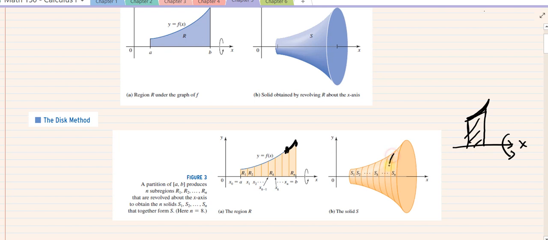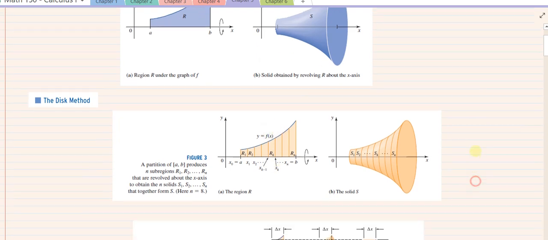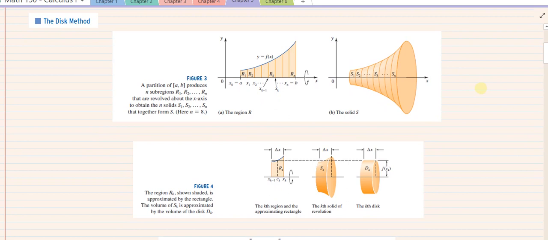And as it revolves, this is what is going to be the resulting solid. There you go. It's going to be that slice of the total solid. That's what the rotation of that little piece is going to be. Now, we're going to look at the rotation of the kth region about the x-axis, and that's what that one is going to look like. So if you revolve it, this is the actual slice, the contribution to the total solid that is due to the kth subinterval.